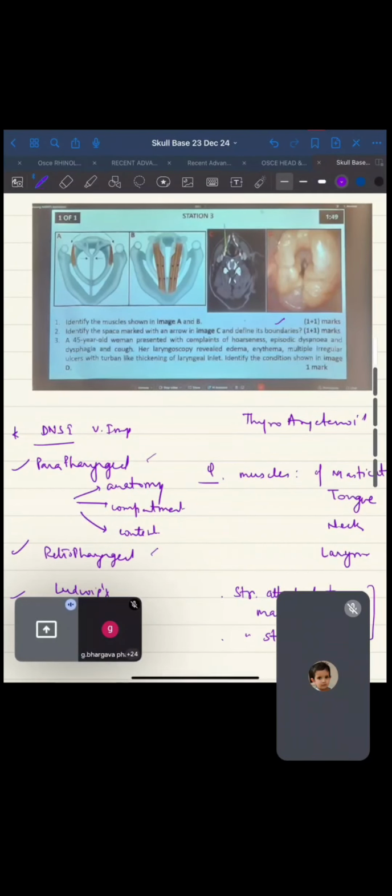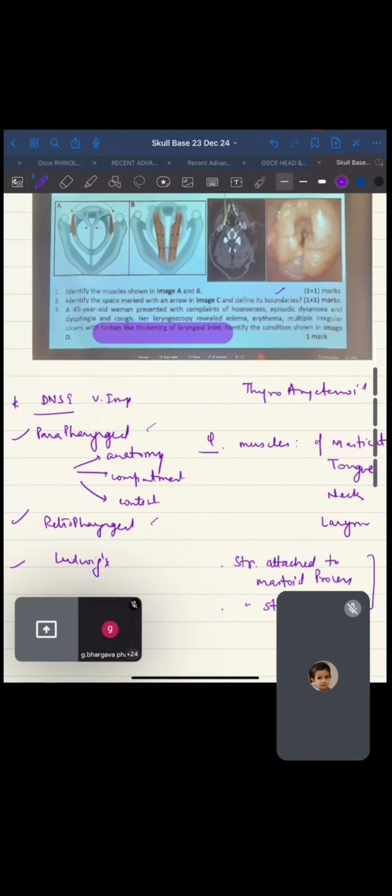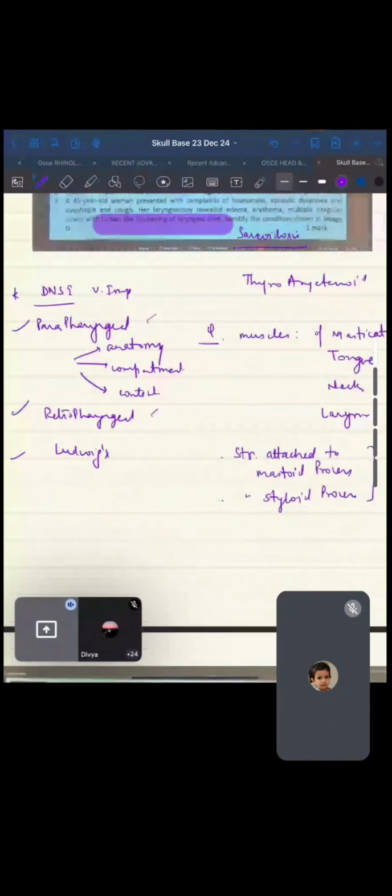Now coming to the third thing, they have given you a long list of things. A 45-year-old woman came with complaints of hoarseness, episodic dyspnea, dysphagia, and cough. Laryngoscopic appearance reveals edema, erythema, multiple irregular ulcers with, now comes the important thing, turban like thickening of laryngeal inlet. What will the answer be here? TB larynx. No, this is a mistake which most of us make. The answer is sarcoidosis. Okay?